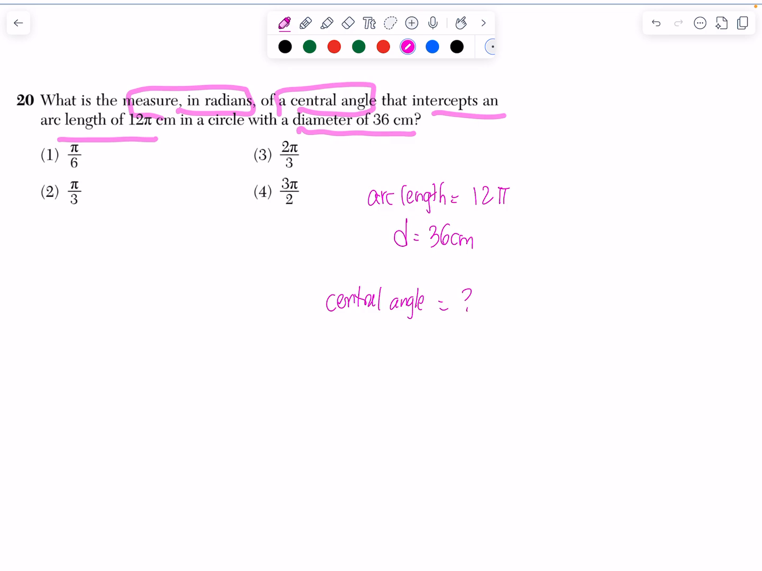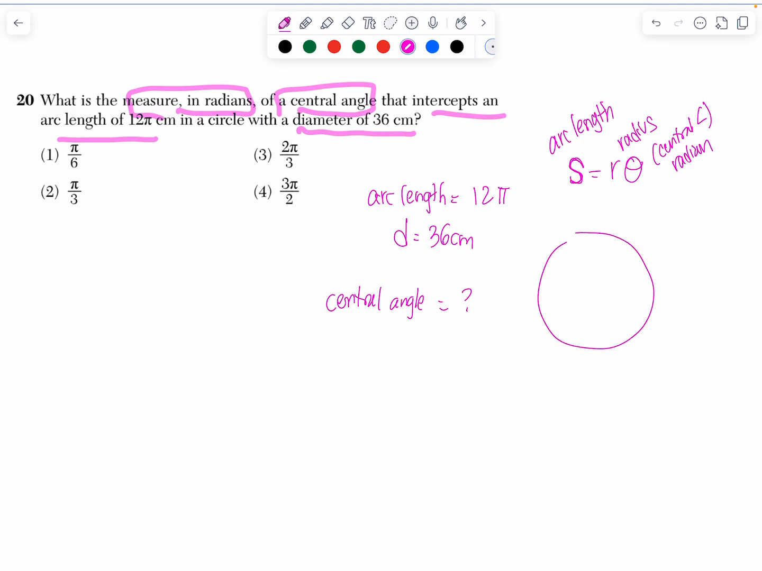Anytime you're dealing with angles and arc length, you need to remember the formula. Arc length is radius times theta. So let me write this down again. Arc length is represented by S equals radius times theta. Theta is actually the central angle in radian form.